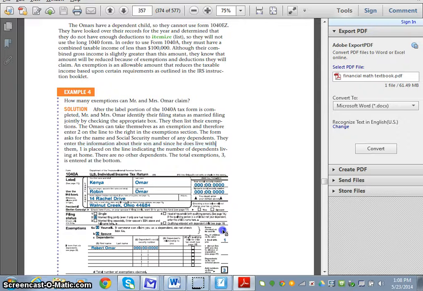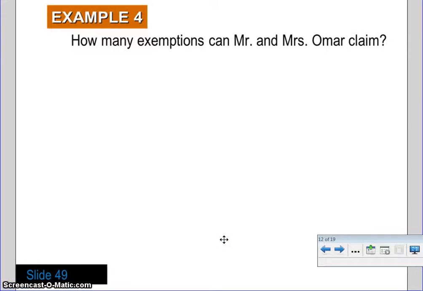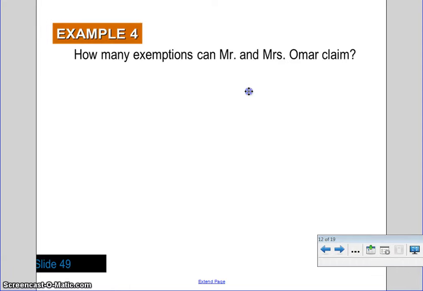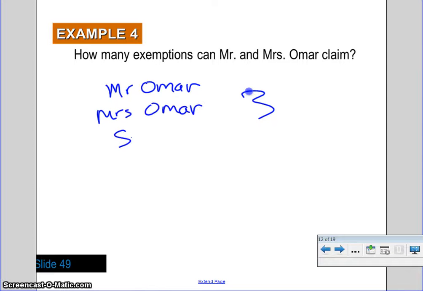So if we look at the bottom here on the chart, they filed 2 for each spouse, 1 for the son, which means that they have a total number of dependents as 3. So we have Mr. Omar is 1, Mrs. Omar is the second one, and the son is the third.